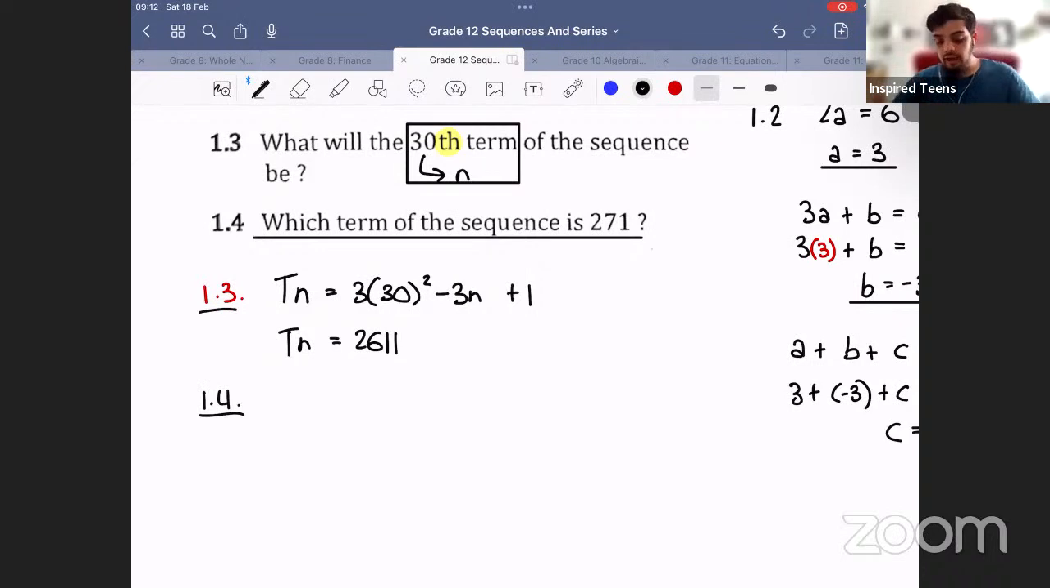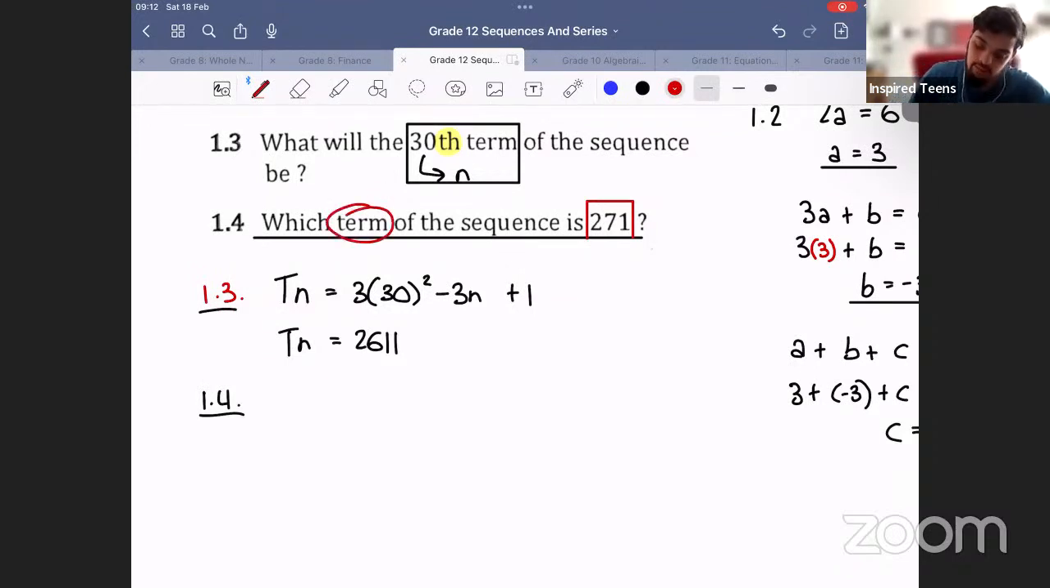Okay, so now tell me, are they asking for n or are they asking for Tn? What are they asking for in 1.4? Are they asking for n or are they asking for Tn? Okay, I see a lot of Tn's. I think some people are confused. Tn is given. Okay, but they are asking to get n, correct? Okay, they are asking you to find out n.